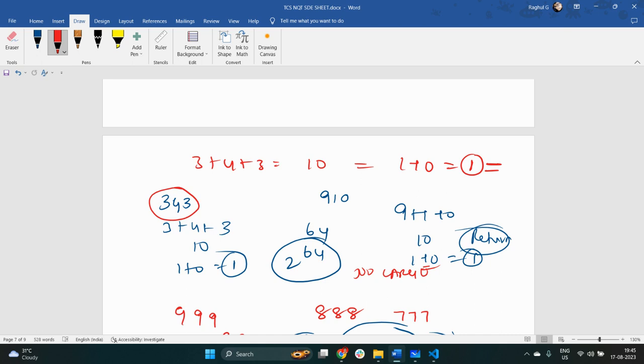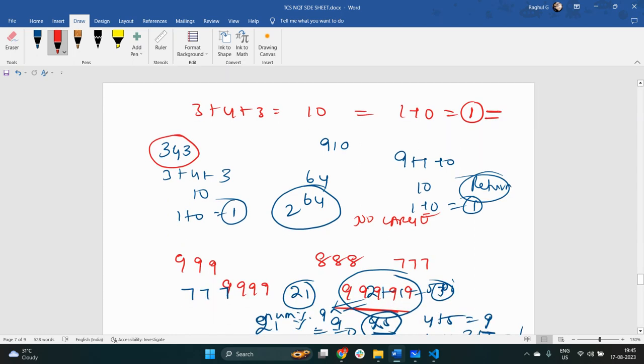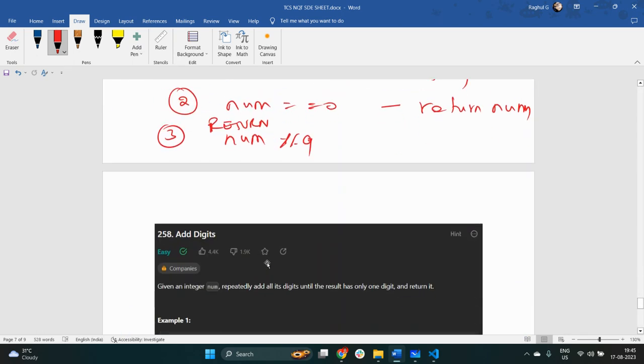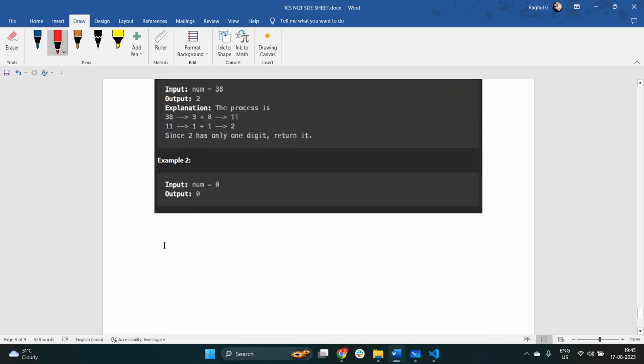You can solve this using a loop, but I'm going to give you another approach called digital roots. This problem is available on LeetCode. So I'm going to use an approach called digital roots.